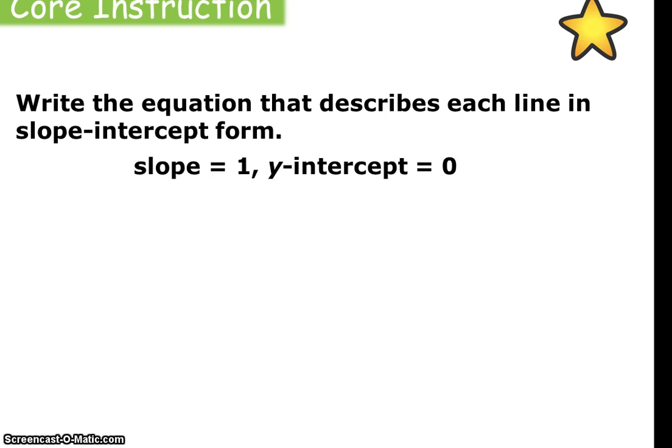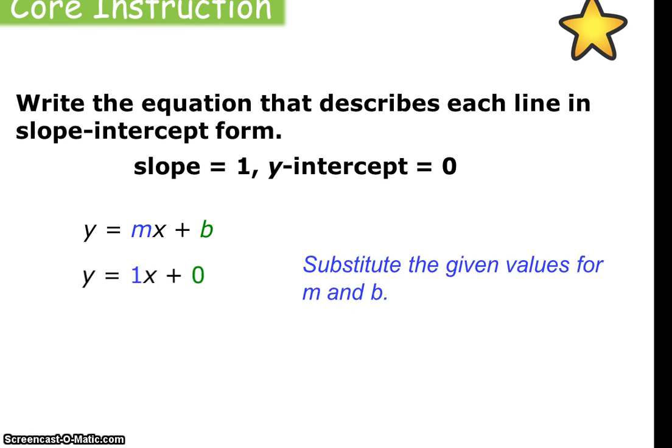Here's another example with a slope of 1 and a y-intercept of 0. So we're going to sub those numbers into the equation and then simplify. So this one's actually going to look very simple. It's just going to be y equals x. For every value of x, it's going to equal y.